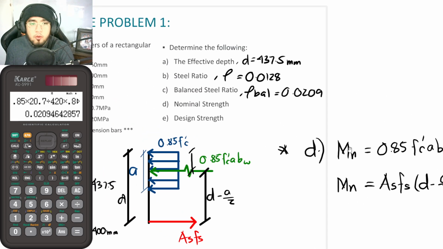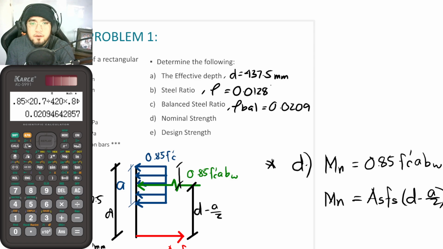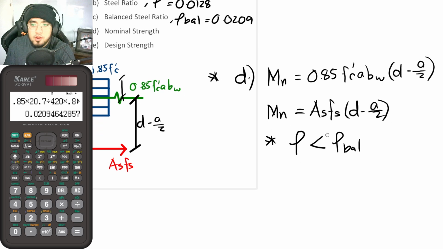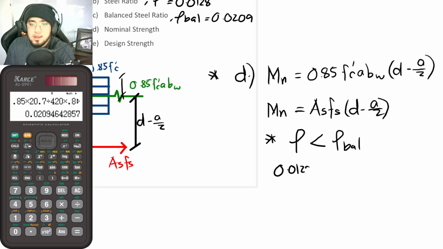If you can remember from our past video lecture, if the value of your steel ratio, rho, is less than your rho balance, it means that the number of steel rebars is less than what is required for the balance. So the steel members at the tension side would yield. Since rho actual is less than rho balance, as you can see here, 0.0128 is indeed less than 0.0209.